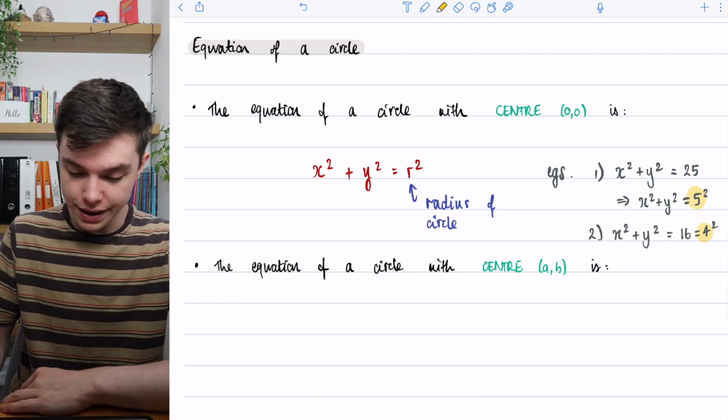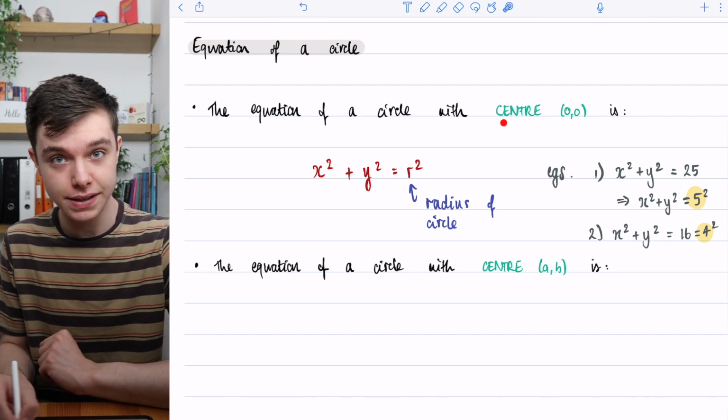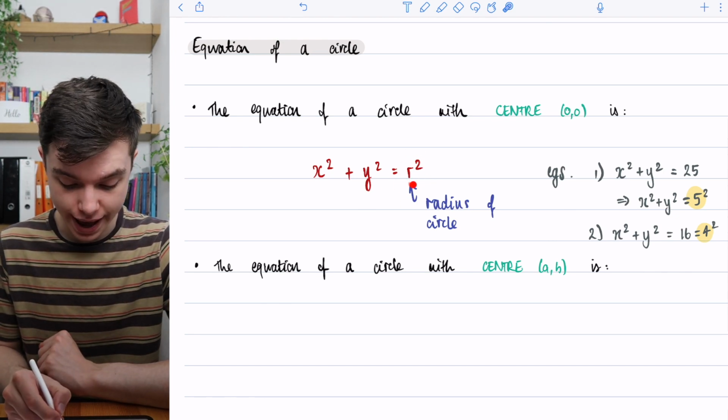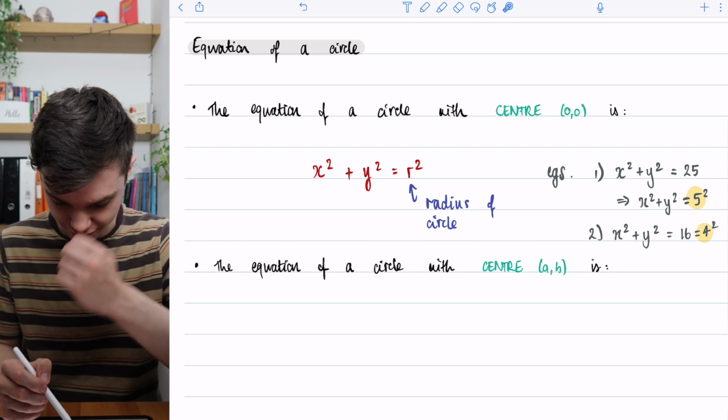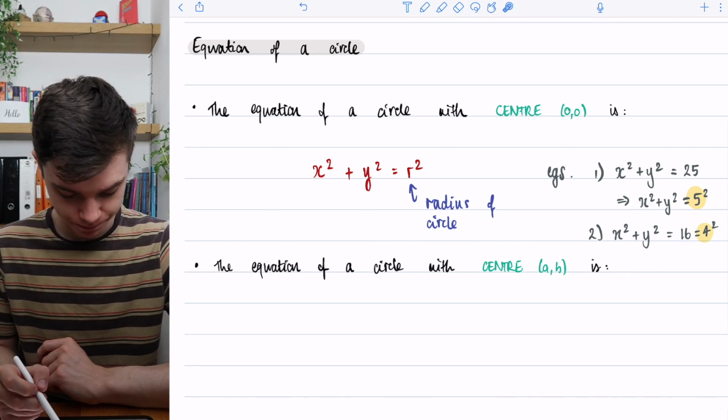So this is always the case. We always have x squared plus y squared if we're at the centre (0, 0), and then on the right hand side is the radius squared. r is the radius of the circle, so r squared is the radius squared.